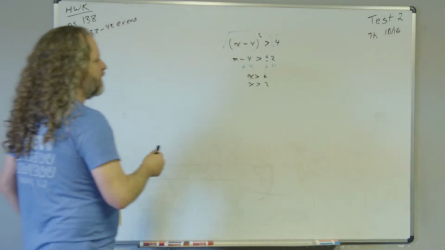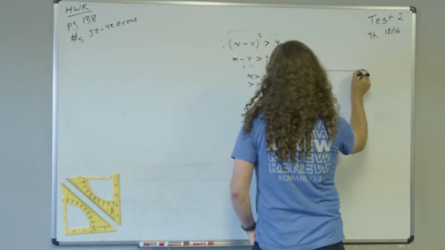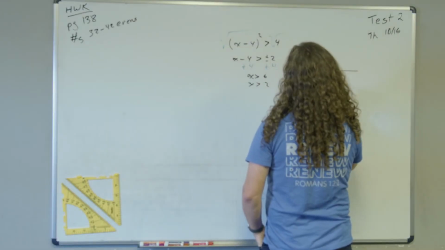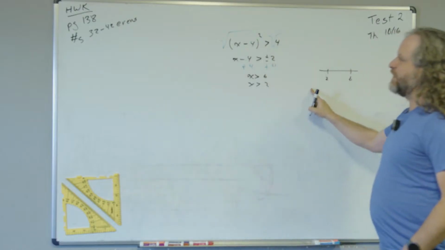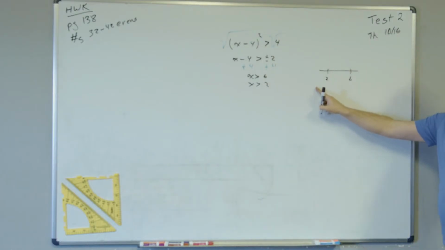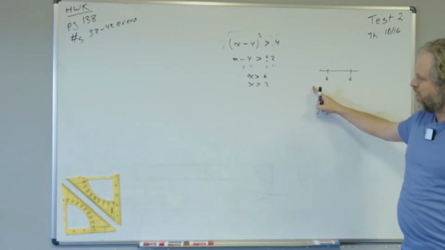So we got some critical points. Got to think about where they're going to work. We've got 2 and we've got 6. Pick one over here, pick 0, because we always pick 0. Is, or sorry, 0.